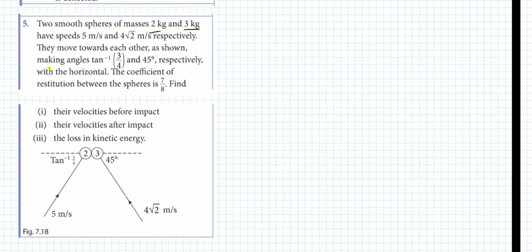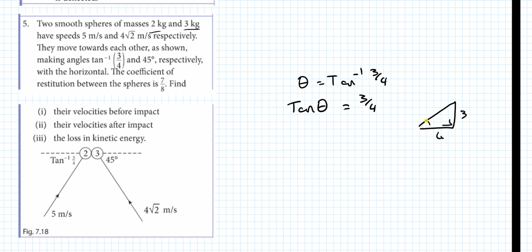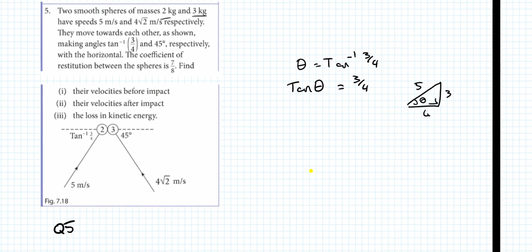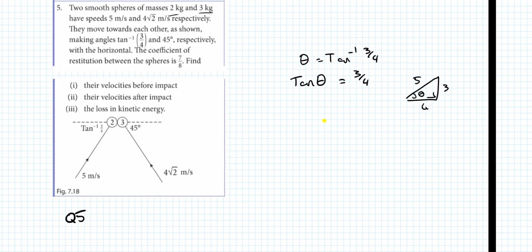They move towards each other as shown, making an angle of tan inverse 3/4 and 45 degrees. Well, for tan inverse 3/4, the important thing to do would be to change that to tan theta is equal to 3/4, and then we know the Pythagorean triple that would come out of this: 3, 4, and theta, this is going to be 5, so we can find what sine theta and cos theta are straight away.